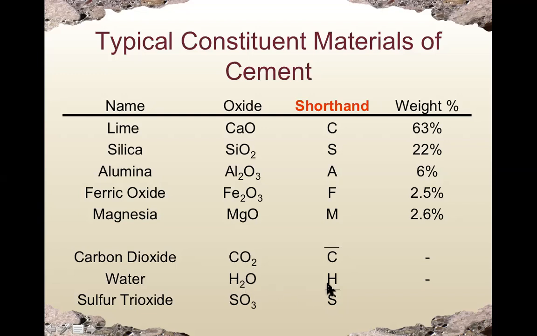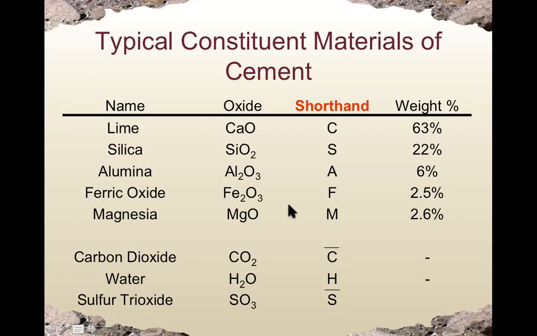For water, the shorthand is H. H is not for the hydrogen atom, it is for water, H2O. And S with a dash line on top is for sulfur trioxide. So you can see the difference between sulfur trioxide and silica. S without the dash line on top is for silica. These are the shorthand we need to remember for cement chemistry. Again, please spend some time to remember this.